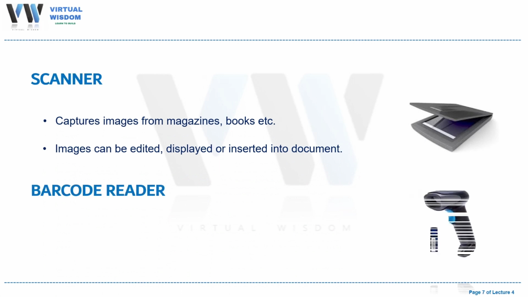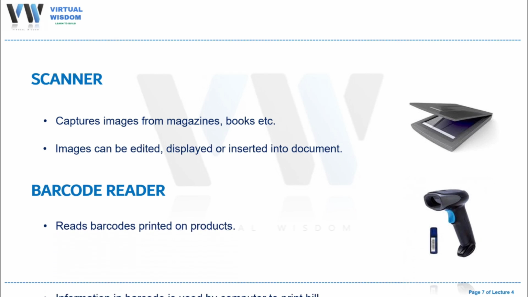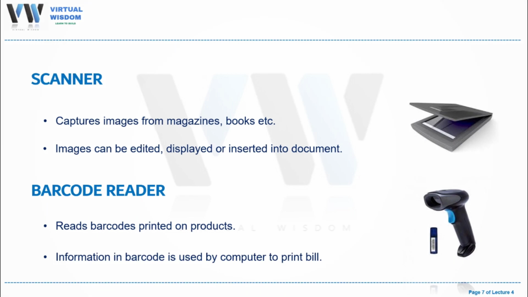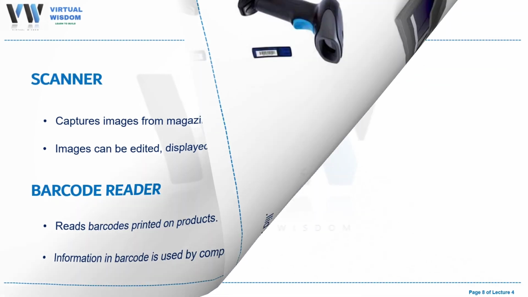Barcode readers are input devices mostly used in supermarkets. This device is used for scanning the barcode on the products. It reads the description, price, and product code from the barcode. Such information is used by the computer to print the bill for the customer.